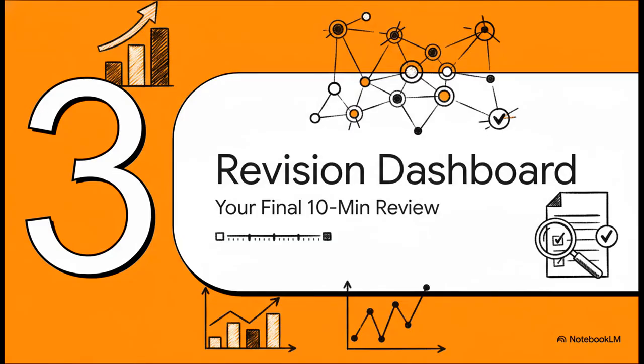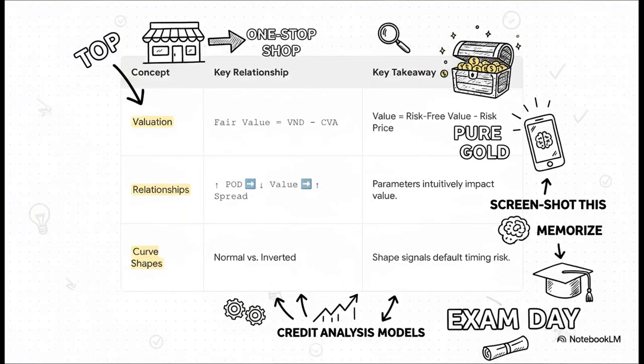All right, let's pull all of this together. Think of this last section as your master dashboard, your ultimate cheat sheet. It's everything we've talked about distilled down for a final high-impact review. This is it. This is the whole thing on one page. You've got your core evaluation formula right at the top. You've got those key relationships that show you intuitively how value and spread move, and you've got that quick comparison of the curve shapes. Seriously, take a picture of this, memorize it. This page is pure gold for exam day.